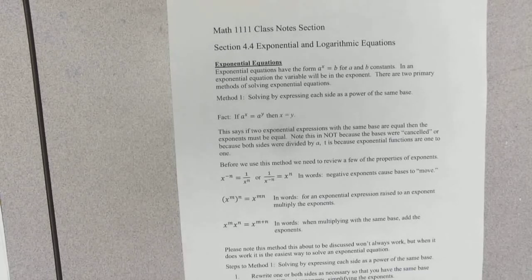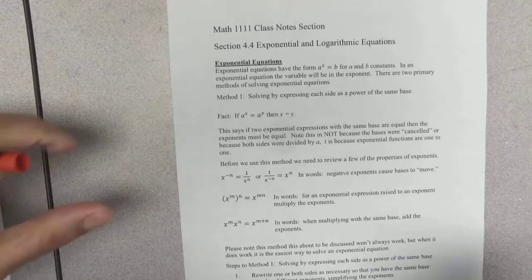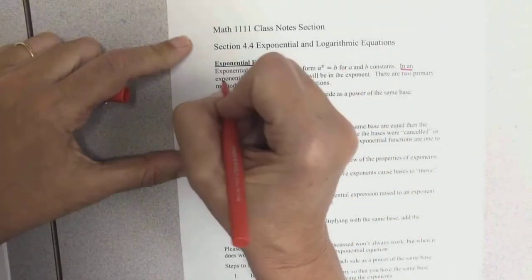So now we're going to have two more types of equations. These will be easy to identify. Exponential equations will involve exponents, where the variables are exponents, and logarithmic equations will involve logarithms. Starting with exponential equations. Exponential equations have the form a to the x equals b for a and b constant. In an exponential equation, the variable will be in the exponent.